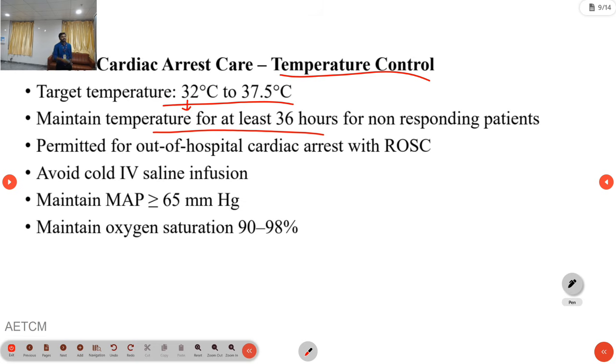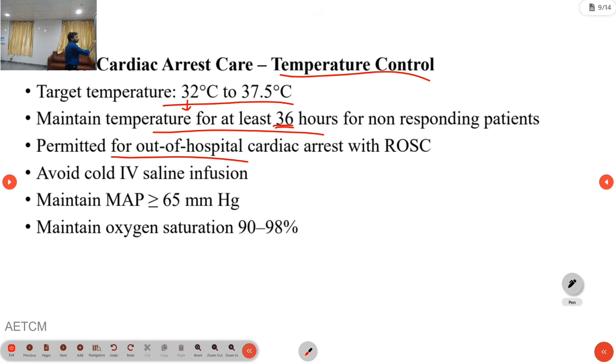Previously they used to say that the temperature should be maintained for 24 hours. Now it is for 36 hours, especially for non-responding patients. Then it is permitted for out of hospital cardiac arrest patients with ROSC. So if you have a patient who underwent cardiac arrest outside of the hospital, after attaining return of spontaneous circulation, for that category of patients also you keep the temperature control in that range for the next 36 hours.